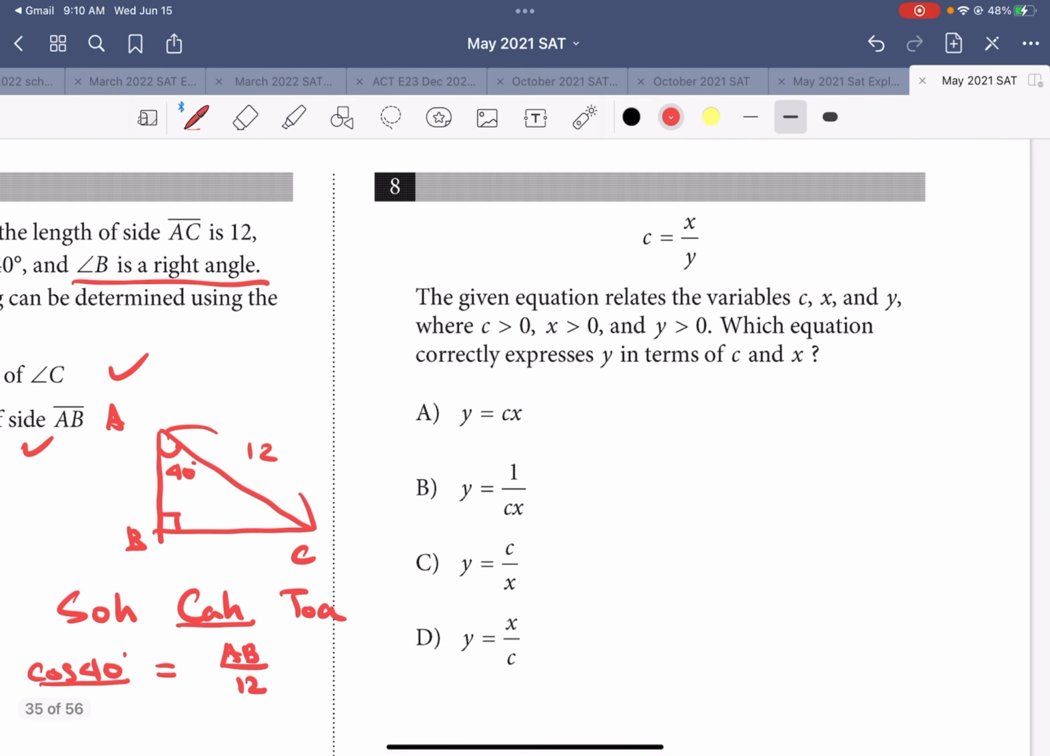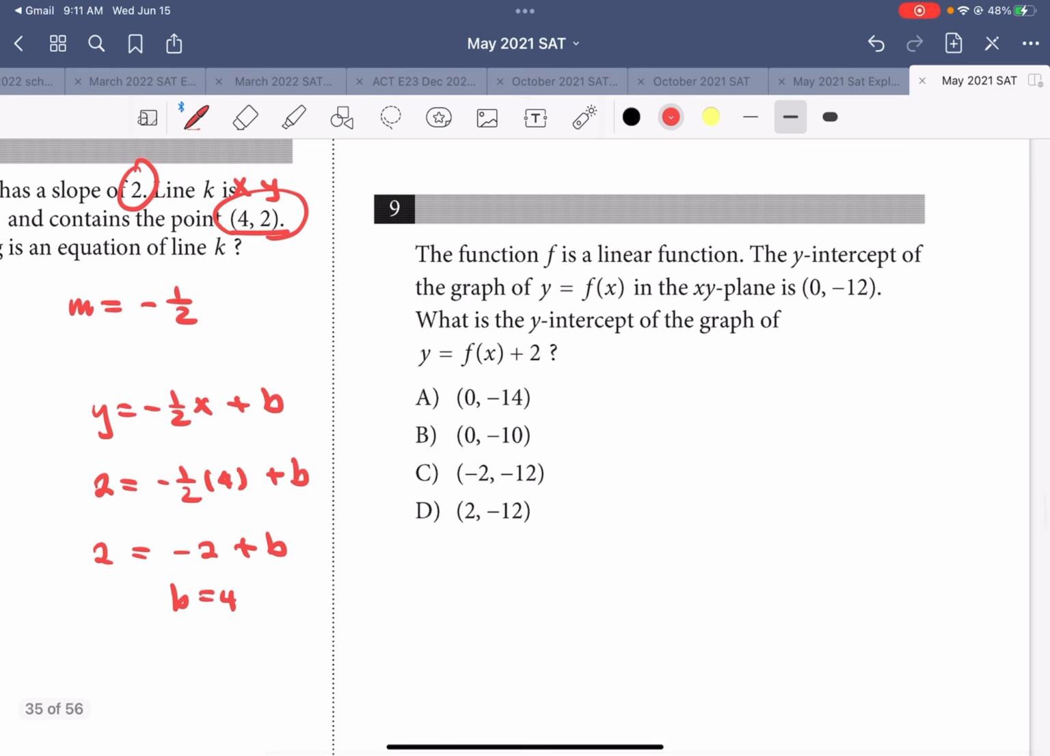Number 8, c equals x over y. The given equation relates the variables c, x, y, where all of them are positive. And then which equation correctly expresses y in terms of c and x? So you need to isolate y. So you can cross multiply. cy equals x. And to isolate y, you divide by c both sides, so y equals x over c. Okay, so then D is the answer.